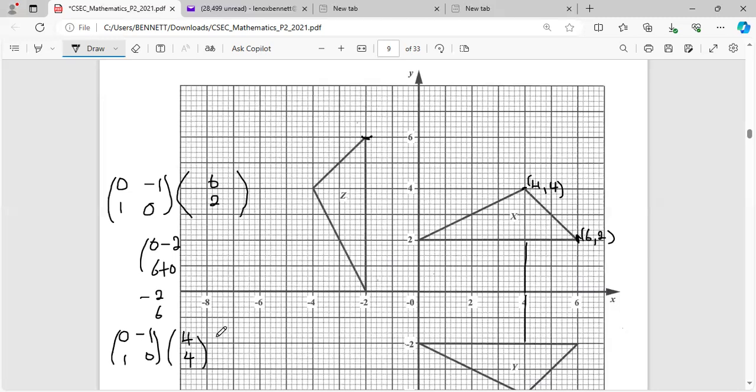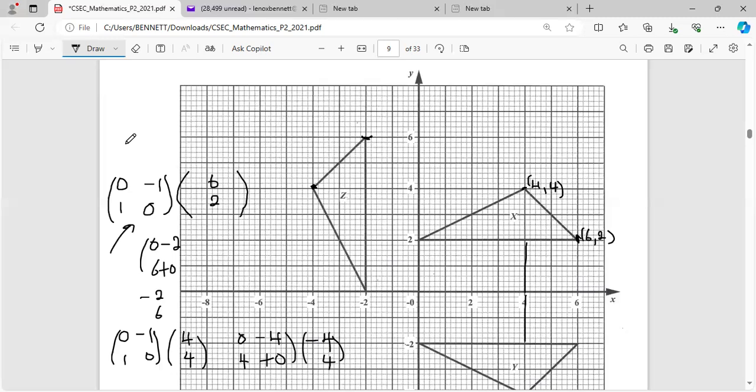Alright, so 0 times 4, that's 0. -1 times 4, that's -4. 1 times 4, that's 4, and then 0 times 4, 0. So the new point is going to be -4, 4. Let's test the theory. Yeah, see there? -4, 4. So x is -4, that is negative. Guys, try to know these. And this is counterclockwise.